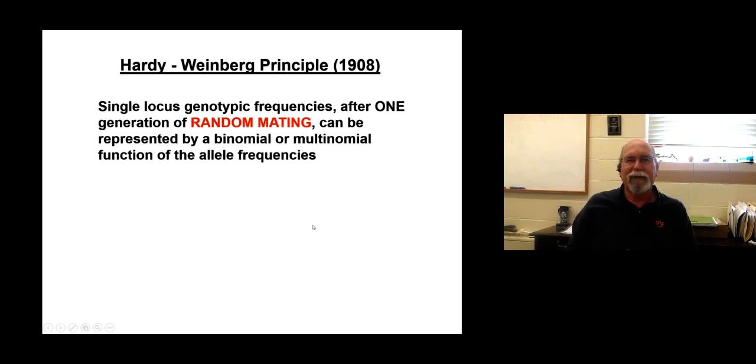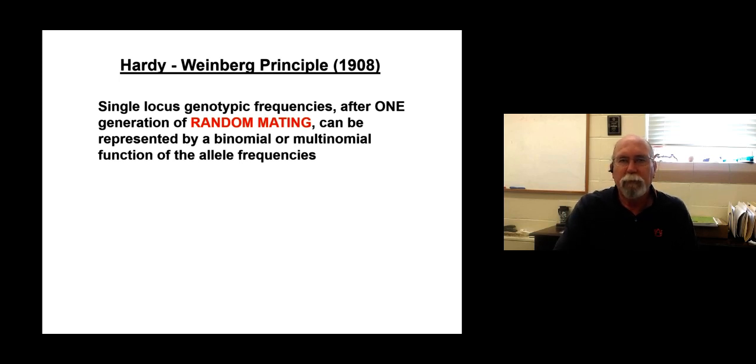So if we took some words, I know math is tough. We take some words out of that. What does it mean? It says at a single locus, so we're talking about just the alleles, one locus. After one generation of random mating, you can represent the genotypes as a simple function of the allele frequencies. And that function is nothing more than a binomial, or if you've got multiple alleles, a multinomial function. It's that p squared plus 2pq plus q squared. So all you need to know are the allele frequencies, and you can figure out the genotypic frequencies, or vice versa. If you know the genotypic frequencies, you can figure out the allele frequencies.